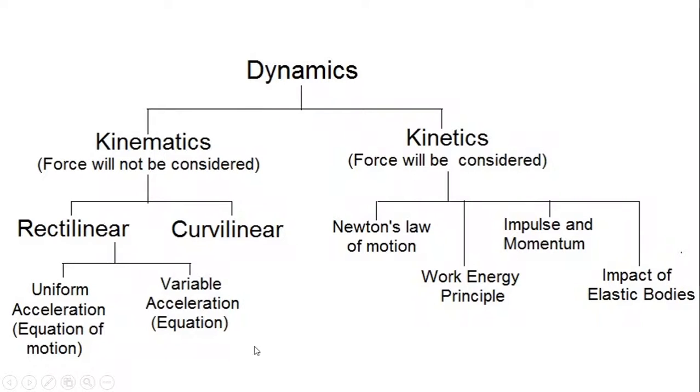Variable acceleration means the rate of change in velocity is not uniform. For example, while going in a car, the velocity will not be the same. Sometimes the velocity is low, sometimes more. In traffic, the speed may be 20 kilometers per hour. After that, on state and national highways, the speed increases. That means the acceleration keeps changing, which is variable acceleration.